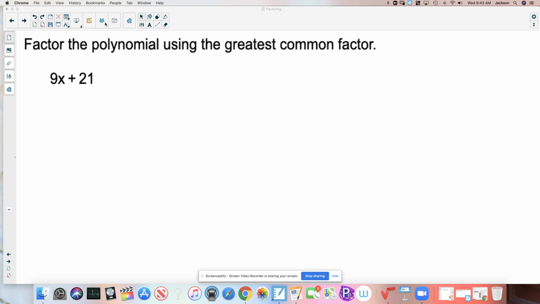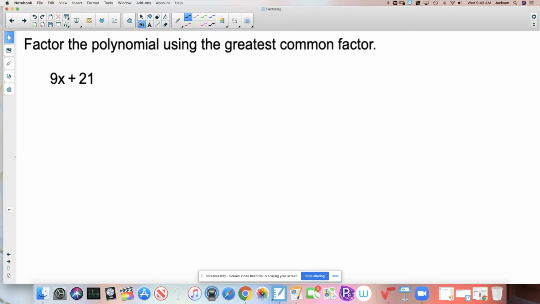Okay, let's look at just very simply what we call a binomial here. This is what we call a linear binomial because the degree of the variable is 1, or the exponent is 1. When it comes to greatest common factor, this should always be the first thing we look to do when we're factoring: factoring out a greatest common factor.